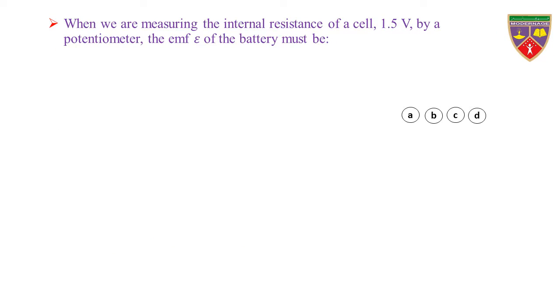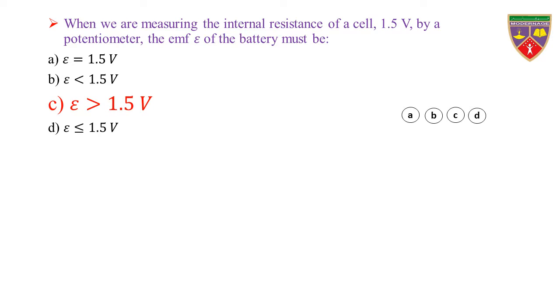When we are measuring the internal resistance of a cell of 1.5 volts by a potentiometer, the EMF epsilon of the battery must be: option A, epsilon equal to 1.5 volts; B, epsilon less than 1.5 volts; C, epsilon greater than 1.5 volts; D, epsilon less than or equal to 1.5 volts. The key is epsilon greater than 1.5 volts. Therefore, the correct option is C.